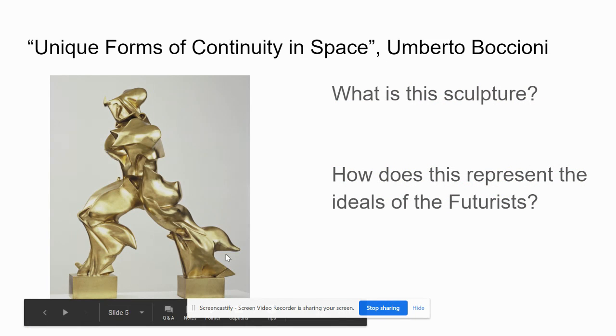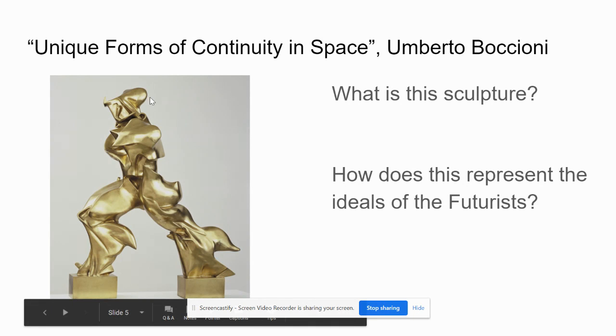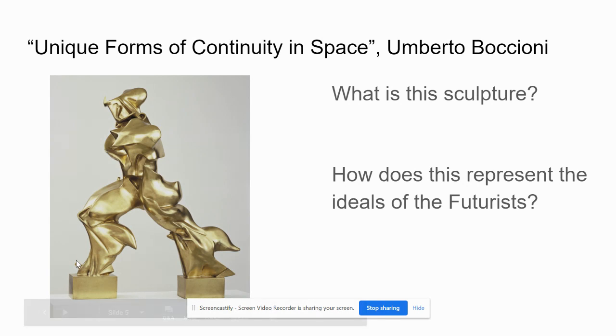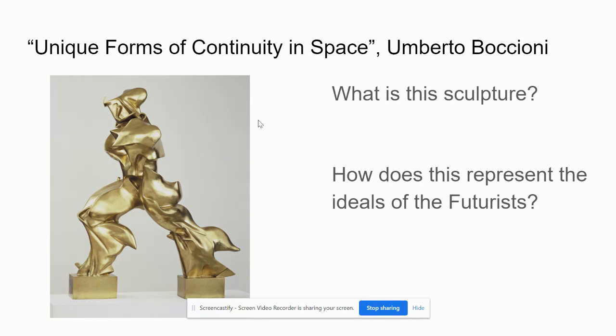This one is called Unique Forms of Continuity in Space, and it's by Boccioni. And it's very interesting because when you look at the figure, it is a person, and they're attempting to look kind of like they're running. It has this sort of waviness to the back of the legs, and I believe that's almost like the wind is blowing against their clothes. It represents the idea of the futurist.